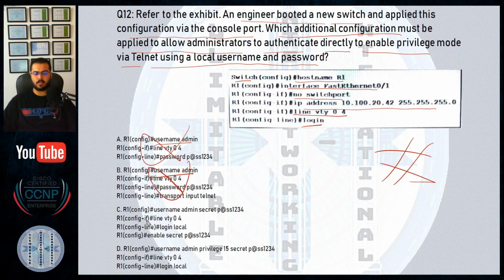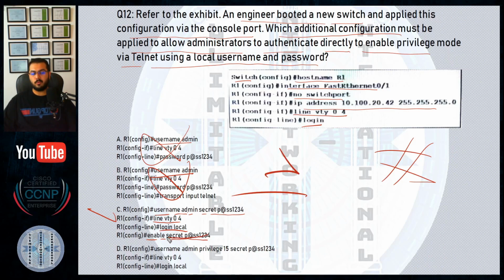Username admin, this is a mistake. Username admin secret pass 1234, line vty, enable, login local, enable secret pass. This is correct, but this will not log in directly after typing the username and the password remotely via telnet, because telnet is enabled here. This will not log you directly to the enable privilege mode, because the enable privilege mode is protected with a secret. This will log you directly to the user exec.